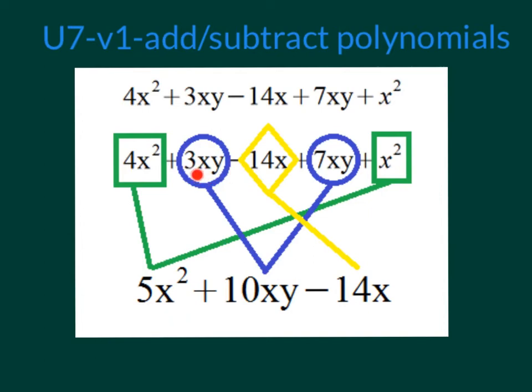Well, 3xy is similar to 7xy because of our variables. Those come together and make 10xy. And then we have this 14x left. There's nothing to combine it with, so we're just going to keep the sign that's in front here, minus, and we're going to do minus 14x for our end. Again, when we combine like terms, we're looking at the same variables and exponents.